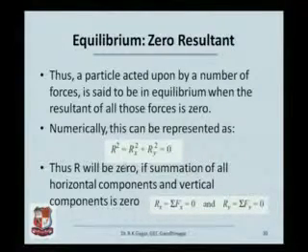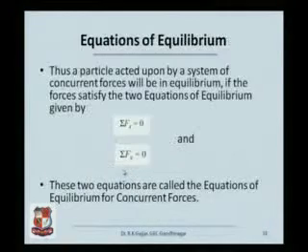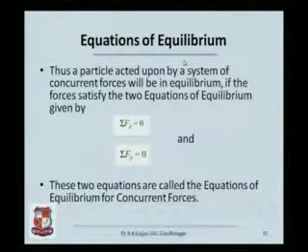That brings us to two very important equations called the equations of equilibrium. Whenever a particle is acted upon by a system of concurrent forces, it will be in equilibrium when the summation of all the horizontal forces acting on it is 0 and the summation of all the vertical forces is also 0. In this case, we will say that the particle is in equilibrium.